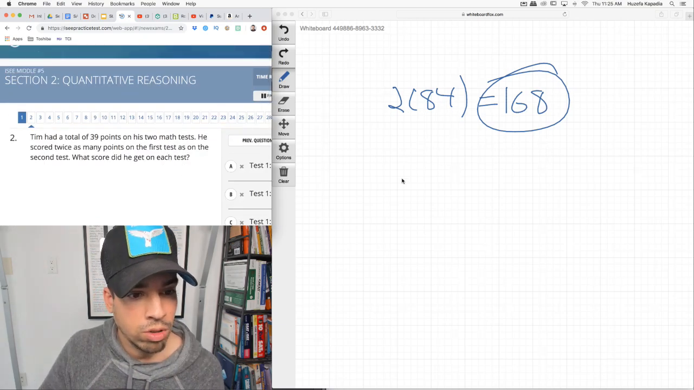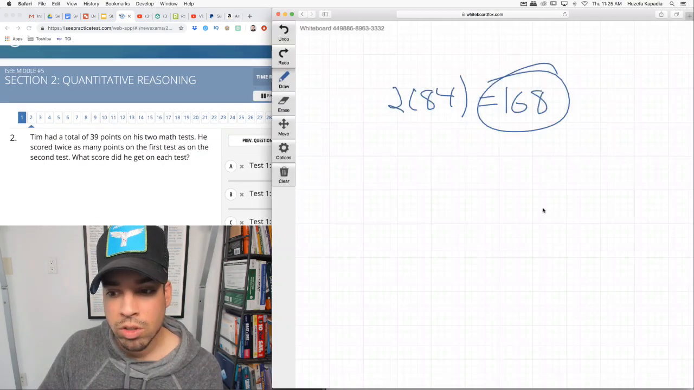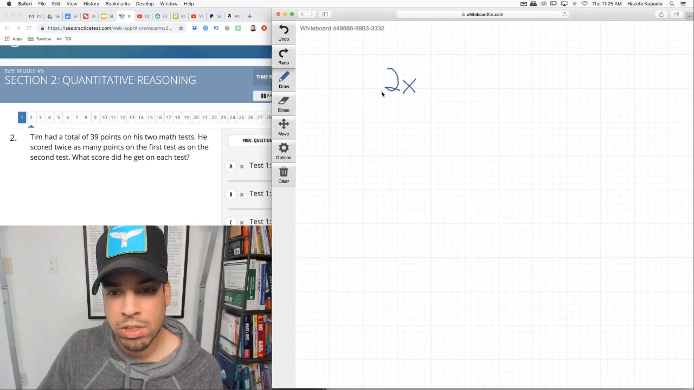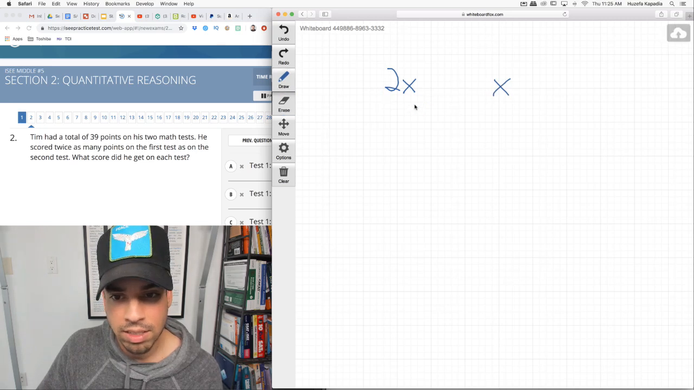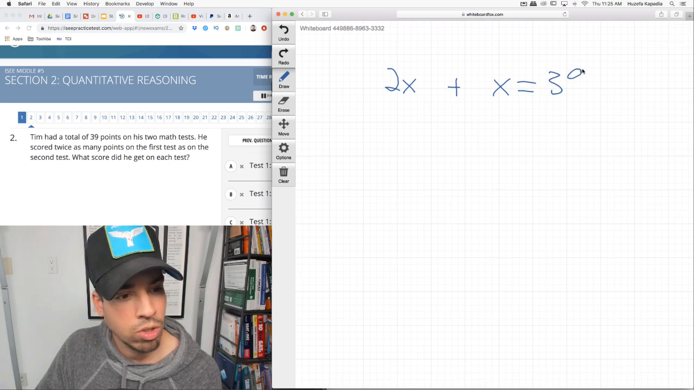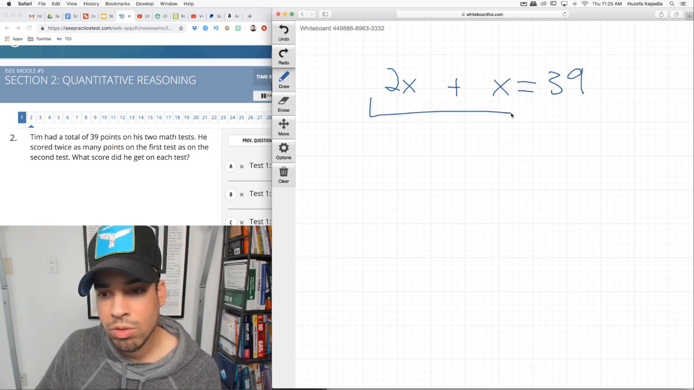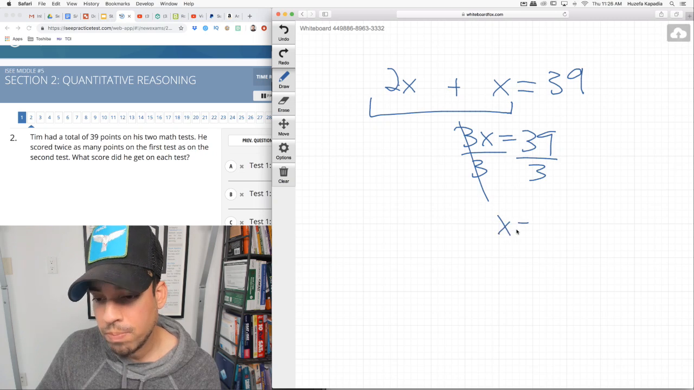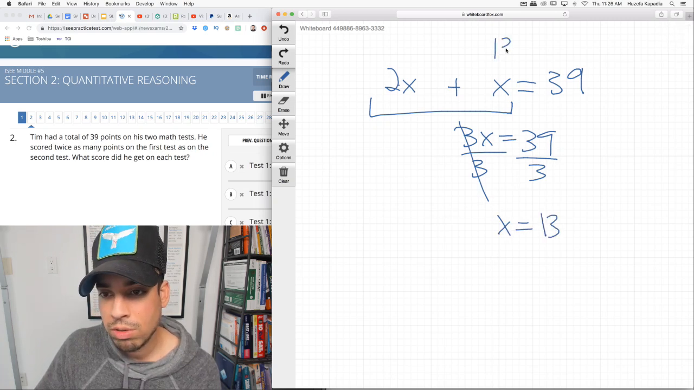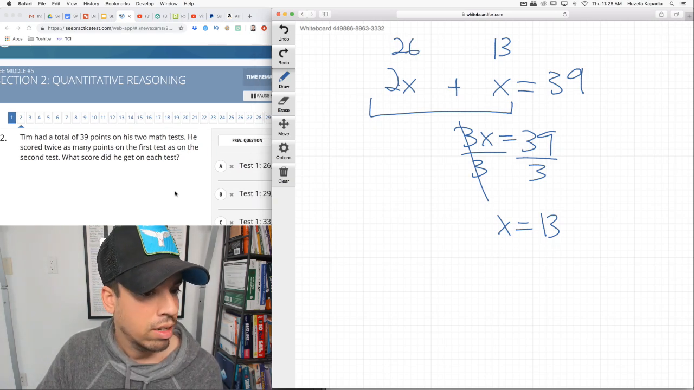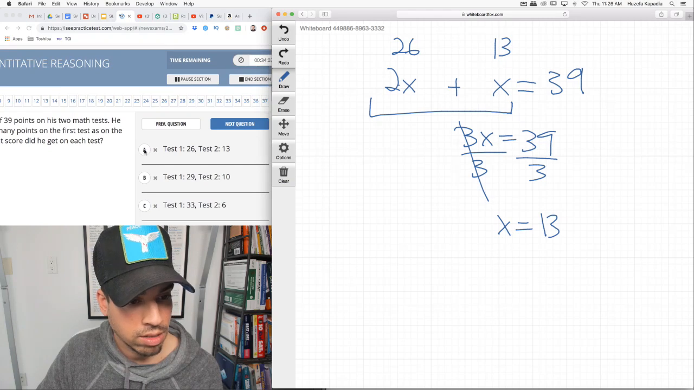Next. Tim had a total of 39 points on his 2 math tests. He scored twice as many on the first as he did on the second test. So we can say the first test is twice as many as the second test. And these two added together, see how I'm turning this into an equation, give me a total of 39. What did he get on each test? All we have to do now is solve for x. 2x plus x is 3x. Divide both sides by 3, basic variable isolation, right? Opposite of multiplication, and we get x equals 13. So one test here, we got 13. This one needed 2 times 13, which is 26.